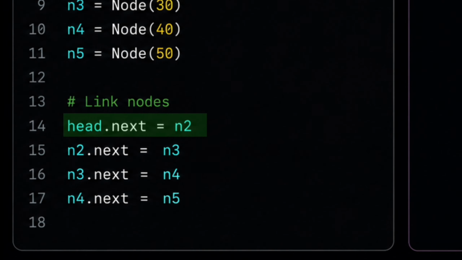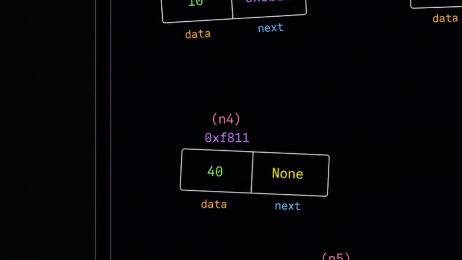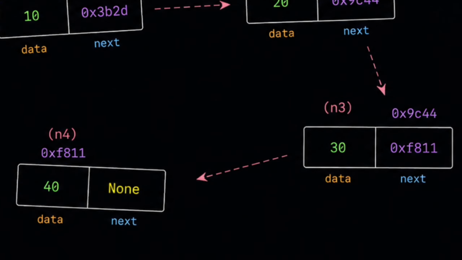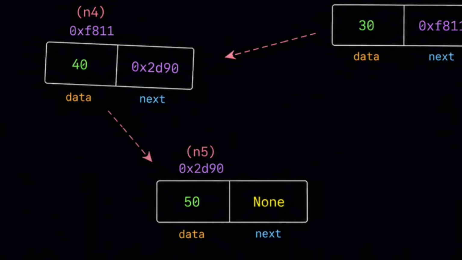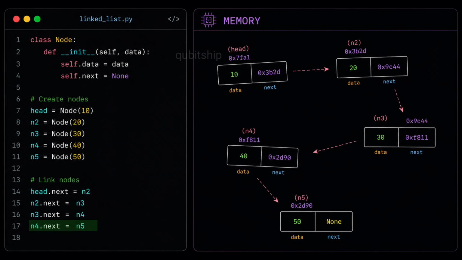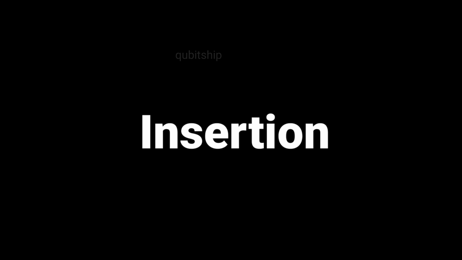Then we do the same thing again. n2.next equal to n3, n3.next equal to n4, and n4.next equal to n5. Each line updates the next field with the memory address of the following node, creating a chain. And that's exactly how a linked list works. Every node stores its own data and the address of the next node.